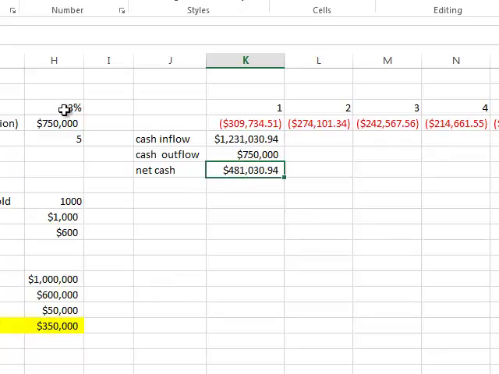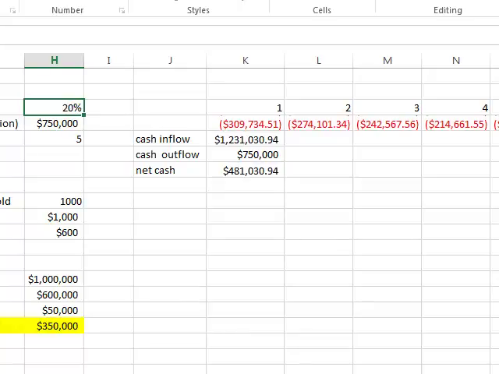Now depending on our interest rates, this may change. So say we wanted a rate of return of at least 20%. That's still positive, which is good. And as we keep going up, it remains positive, but it's lower. So this is a good investment.